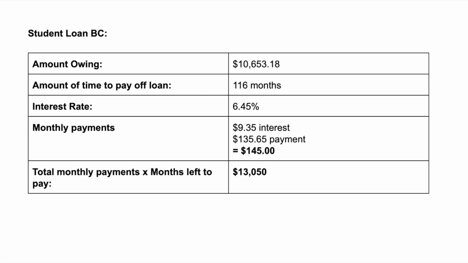Now, my amount owing on my student loan from Student Aid BC was $10,653.18. And I have 116 months left to pay this at an interest rate of 6.45. My monthly payments are $9.35 in interest, and my monthly payment is $135.65, total of $145. The months I have left to pay this times the monthly payment equals $13,050.